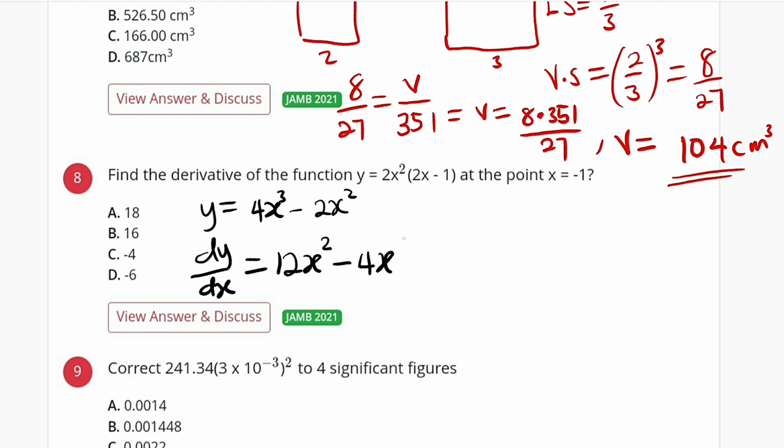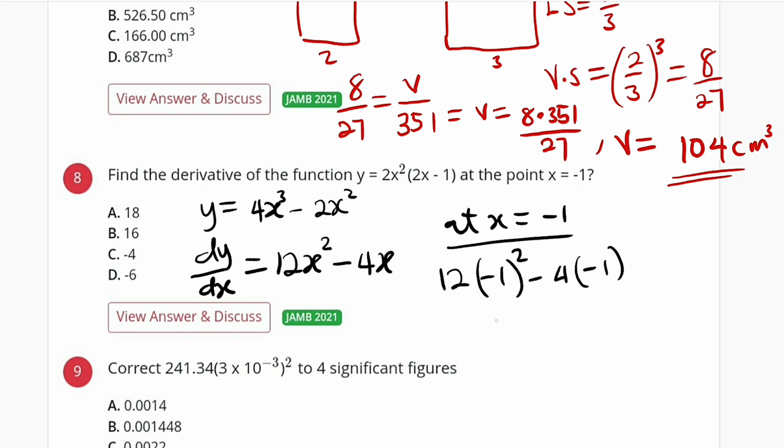X, you reduce the power by 1, it becomes 2 minus 1 equal to 1, which you don't have to write. But at x equal to -1, all you have to do is to substitute. So we have 12 multiplied by -1 all squared, then minus 4 multiplied by -1. From here, -1 squared is still 1, and 1 times 12 is 12. So we have 12 here. Then -4 times -1 is +4. And finally, this is equal to 16, which is option B.